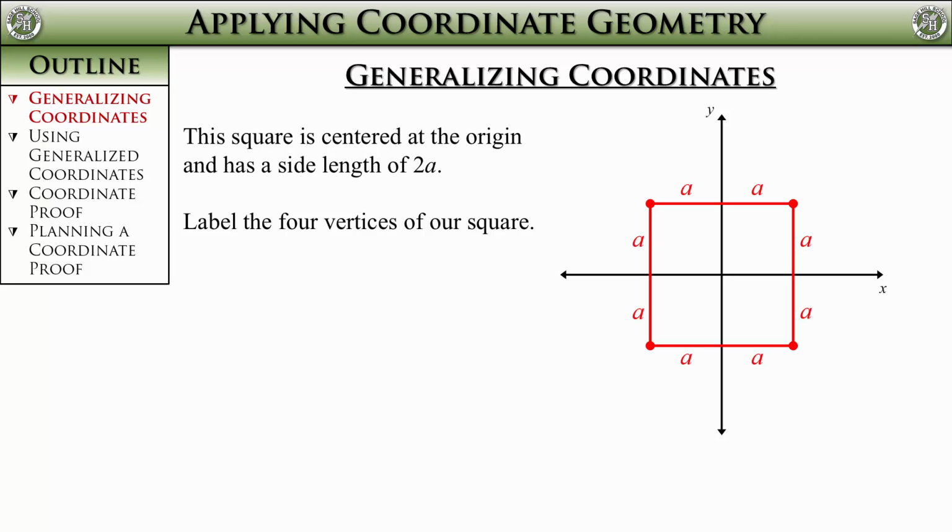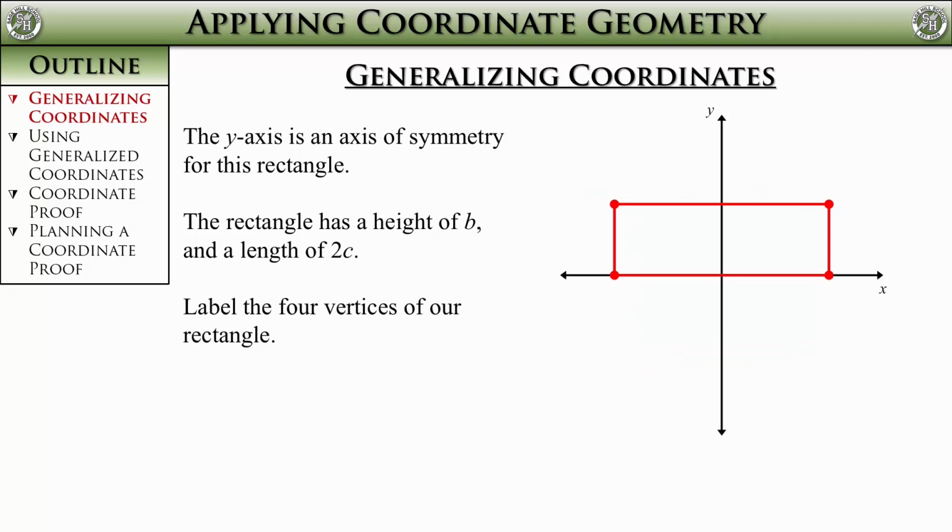Makes sense? Since we know these lengths are all of length a, how will that help us label all of our coordinates? Pause the video now to try it for yourself before I give you the answer. See if you can properly label them all. These are the coordinates of our vertices without using any numbers. They have been generalized.